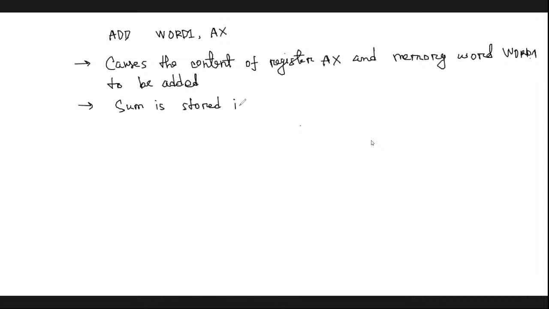Which one? Register AX and, in the second line, it causes the content of register AX and memory word 1 to be added. Okay. The sum is stored in word 1 because word 1 is the destination, register X is the source, so X will remain unchanged.